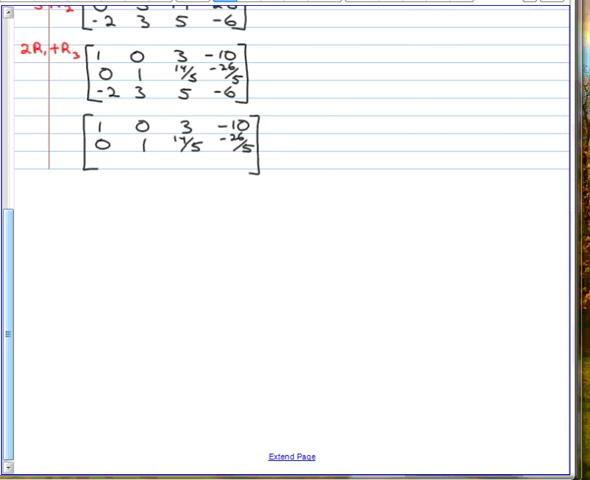Okay, 2 minus 2, 0. 0 and 3 is 3. 6 and 5 make 11. Negative 20 and negative 6 make negative 26. Now what? Negative 3 row 2, add it to row 3, and that will get rid of that 3 right down there.